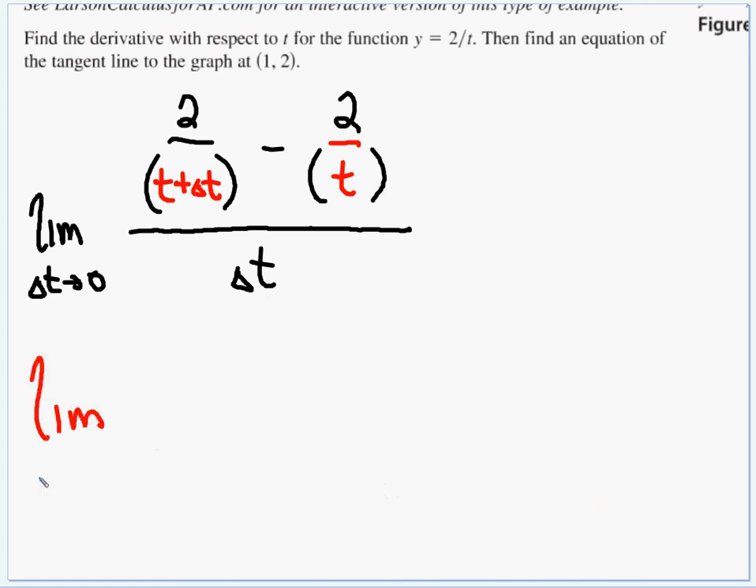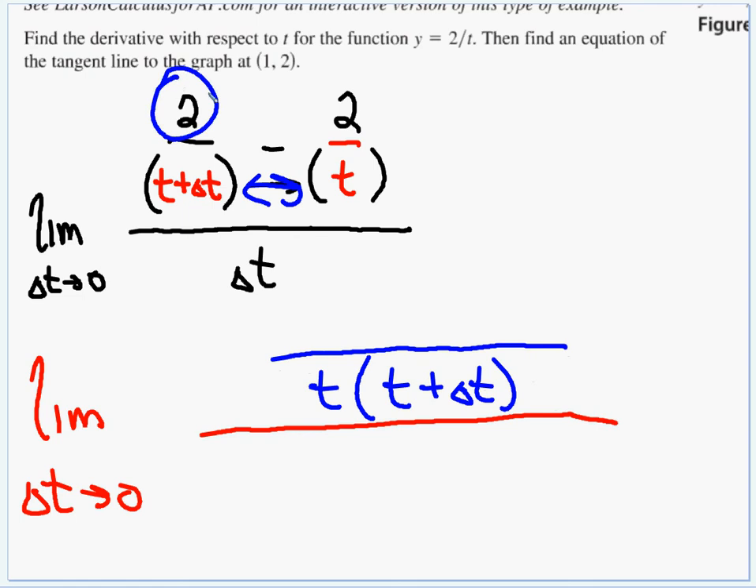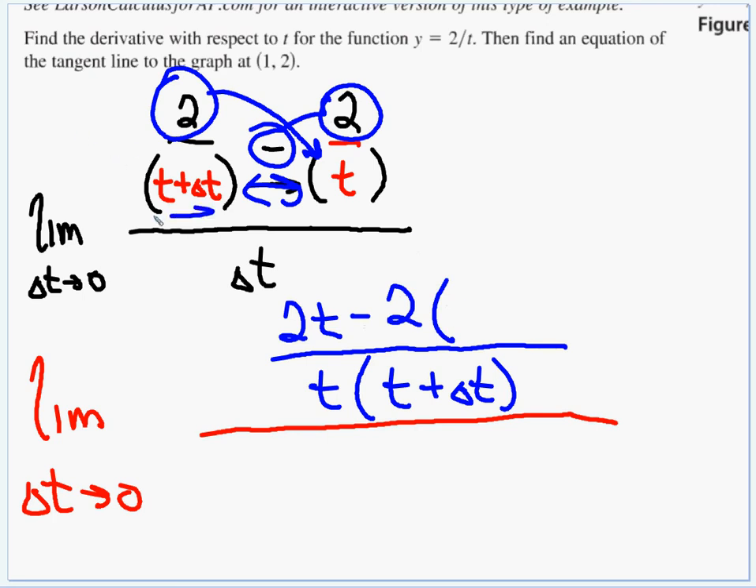I can keep my limit notation. I should have room. Delta t will approach 0. So think back to that section on limits. Our denominator between these two, let me switch to blue ink, is going to be t times t plus a little bit more. And we're not going to distribute there. And then this numerator 2 is going to get multiplied by t, so that's going to be a 2t. Remember here the negative is attached to what comes after it, so that's going to be a negative 2 times quantity, the other denominator, t plus delta t. And this is all over down here.